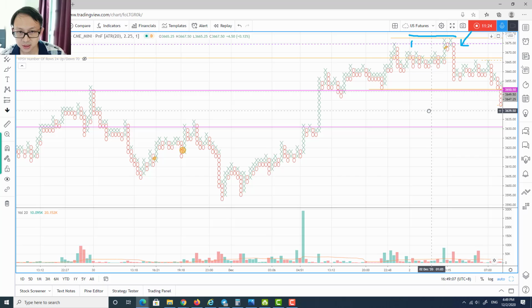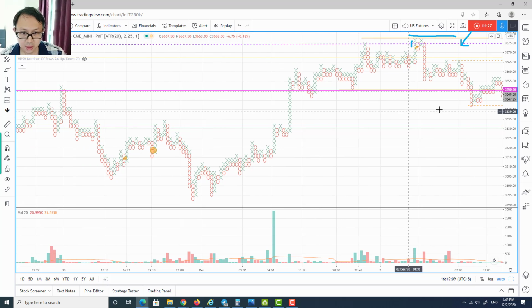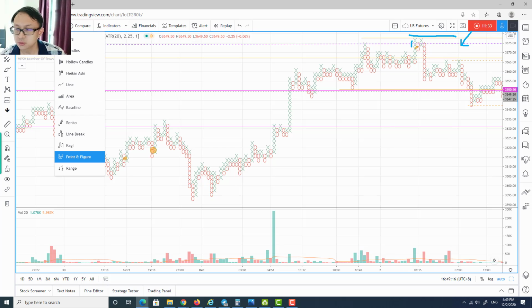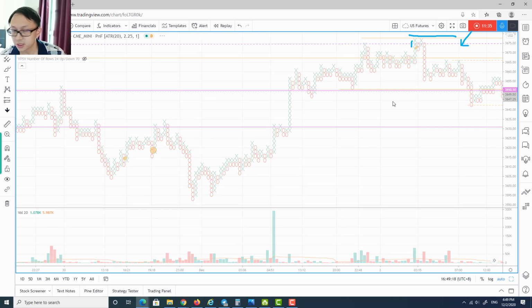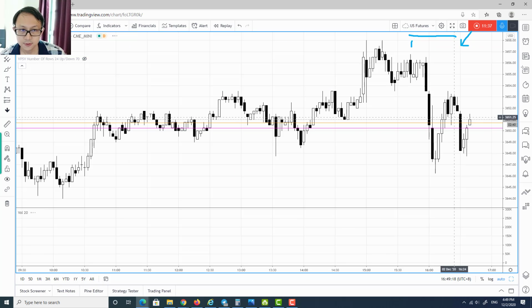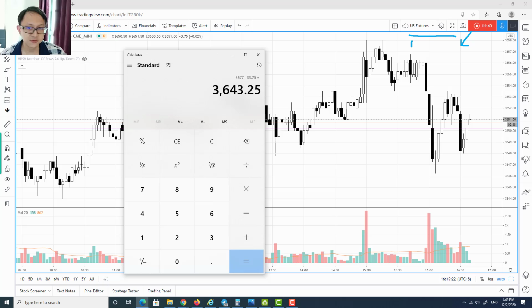So let's see where it actually ends up. Okay, so 42.5. So let me get back to the candle chart. So just now we have seen that it's about 3643.